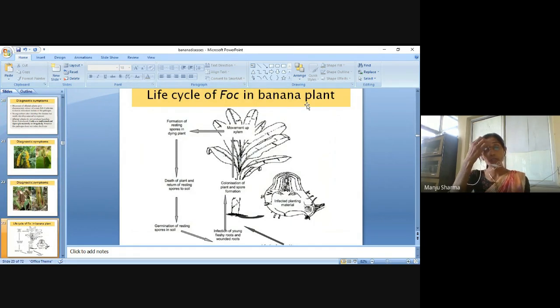Life cycle of Fusarium in banana plant. There is formation of resting spores in the drying plant, then the death of the plant, then return of resting spores to soil, then germination of resting spores in soil, after that infection of young fleshy roots and wounded roots. Then colonization of the plant and spore formation. Then there will be movement through the xylem, and this way they infect the plant.